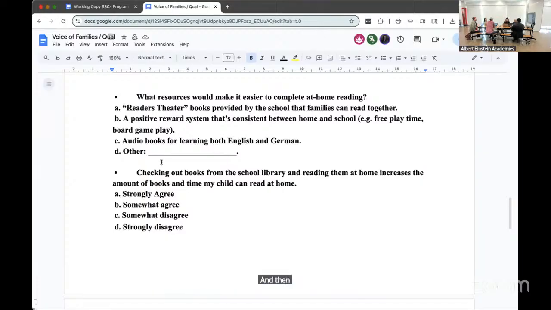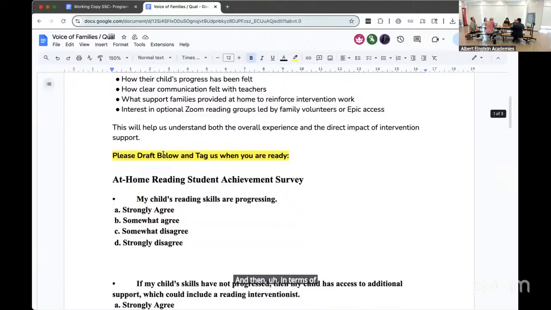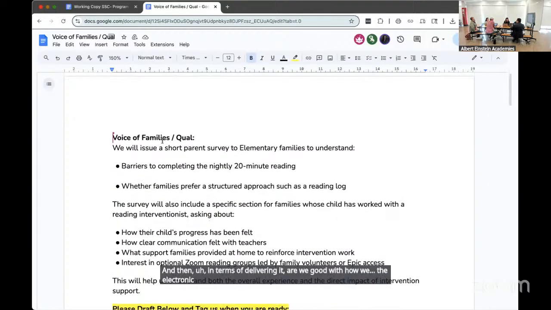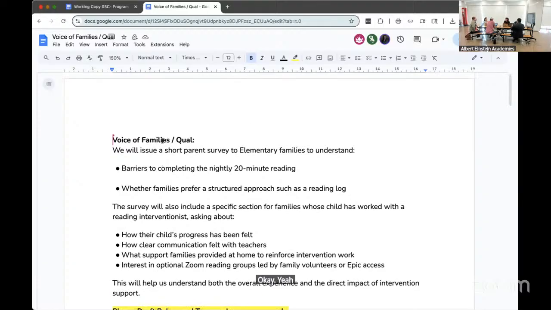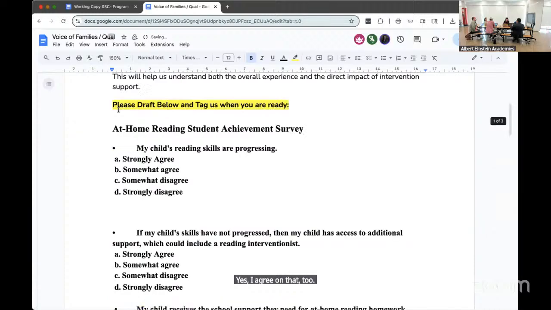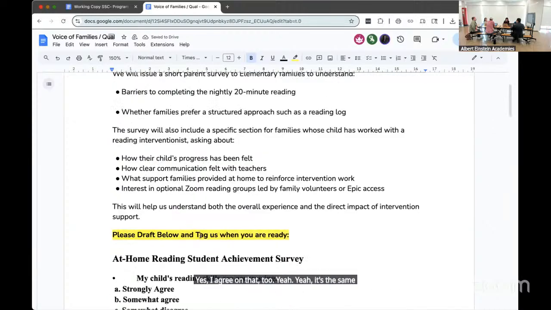And then in terms of delivering it, are we good with an electronic survey? Yeah, a Google form, or we also have a platform, like Survey Monkey or something like that, that we could create it on. Yes, we agree on that. It's the one we usually send the surveys to, the same one as the last one.